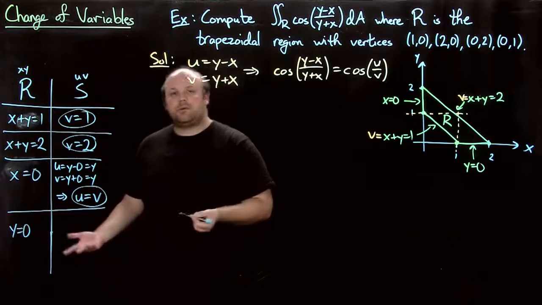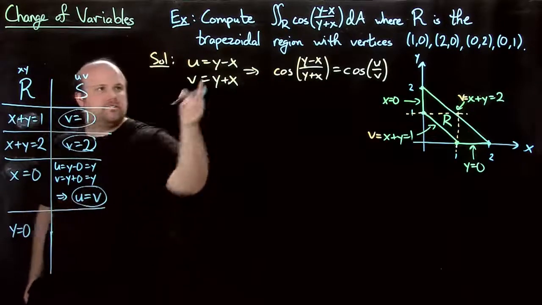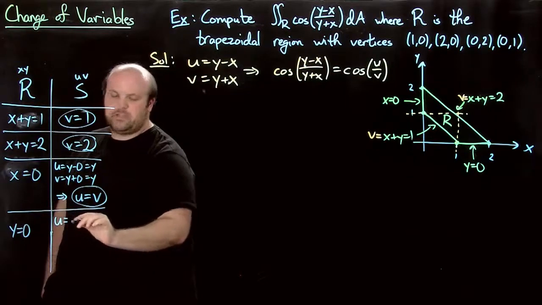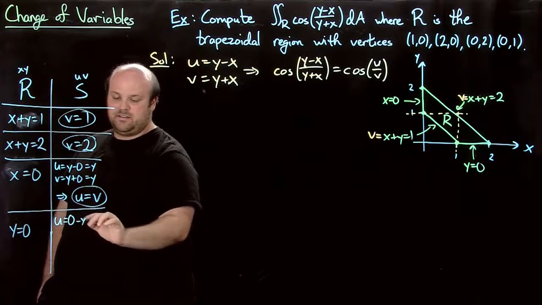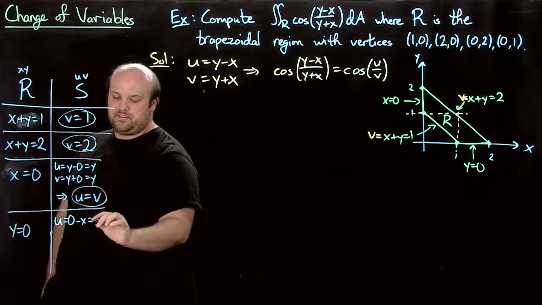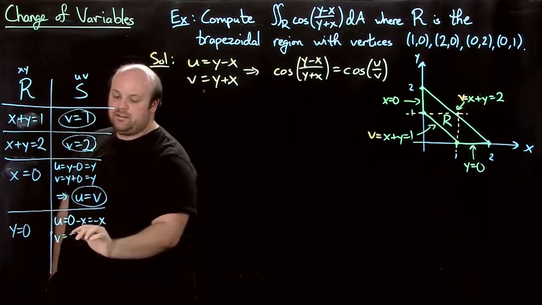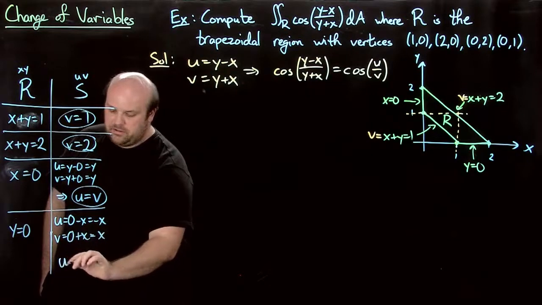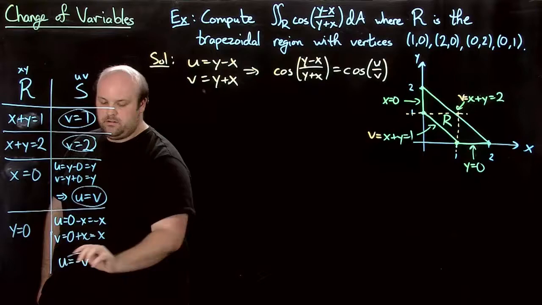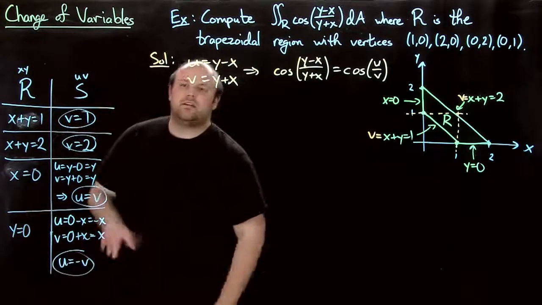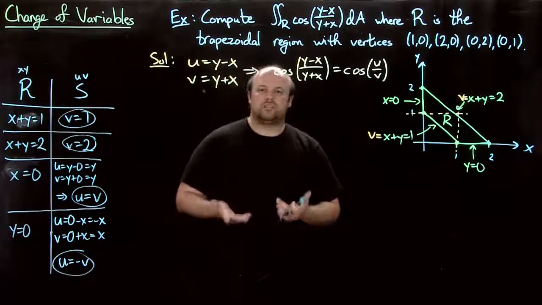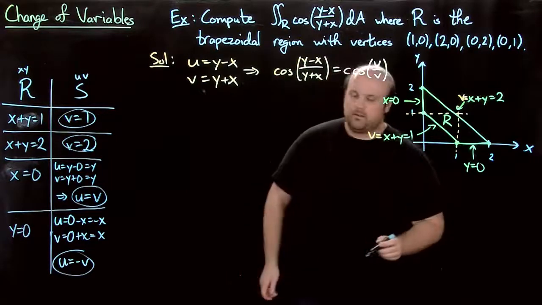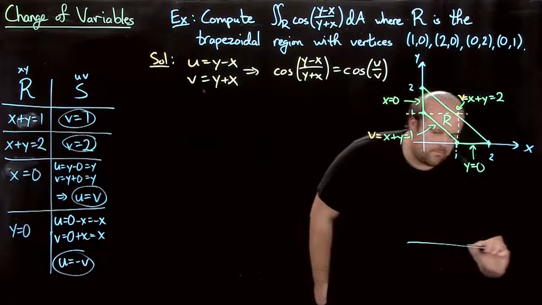Now what about y equals 0? We get to do the same thing. Plug y equals 0 in up here: u equals 0 minus x, so that's just minus x. v is 0 plus x, so that's just x. So then u equals negative v. And these are the 4 new pieces. So now, if we went over to the uv plane, we're going to see a picture like this.